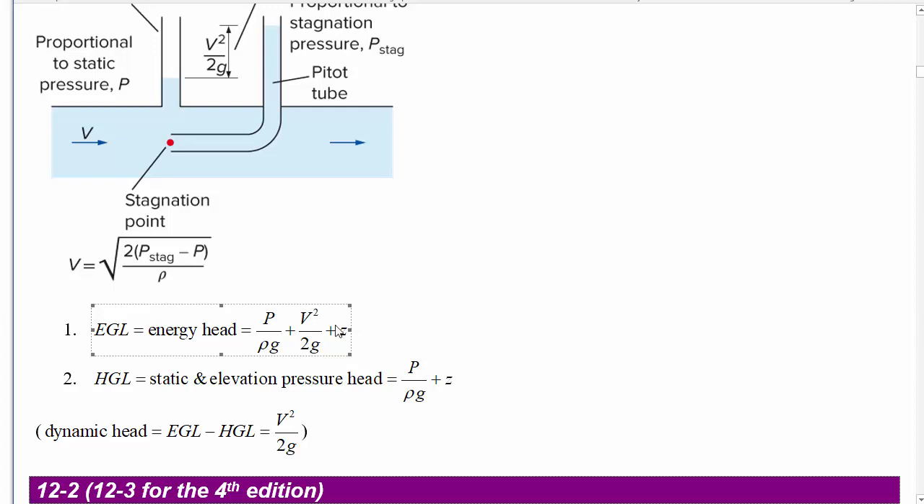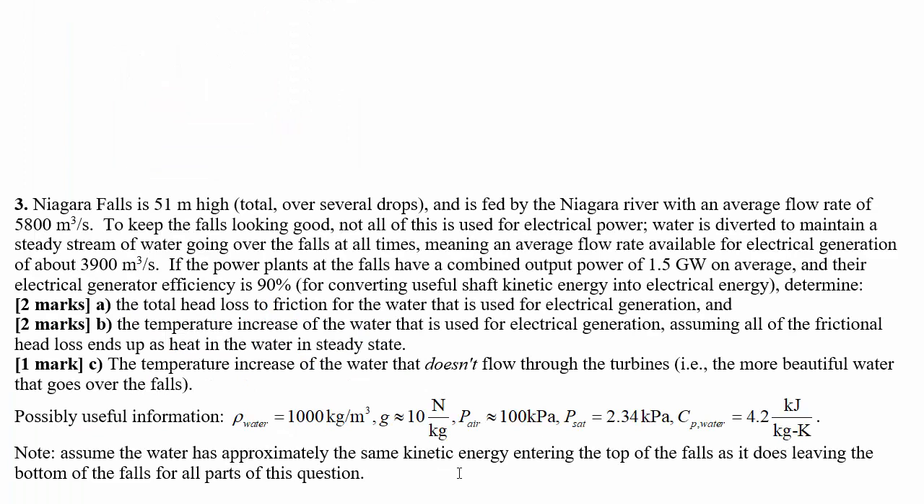Velocity is constant all along the way, the Z's constant all along the way, and so a pressure difference has to account for any energy losses. All right, final question on this test.